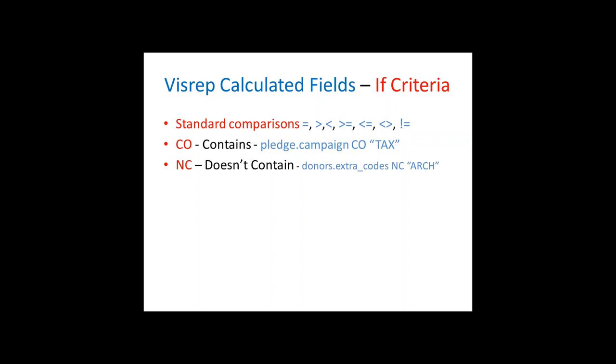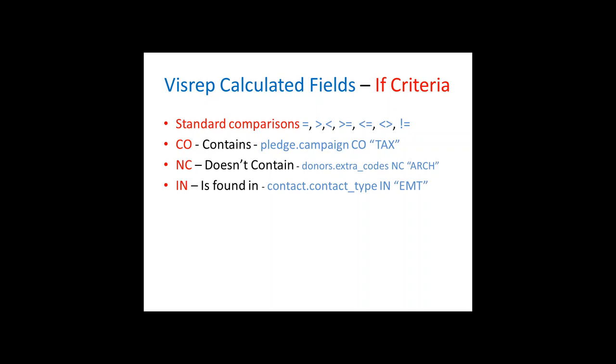So if we were looking at extra codes, now for those that are not familiar with it, extra codes with the S on the end is actually all 8 extra codes of each donor. So if they have 3 or 4, they will all be there, but there'll be spaces between them. So you can't say donors.extracodes equals arch or arc for archive. What you've got to do is search within there. So if we want everybody, apart from those people that we flagged to be archived, then we would say it does not contain arch, and therefore it will only pick donors where they haven't got an extra code of arch.